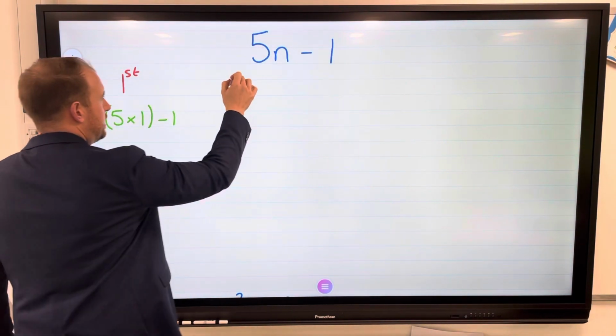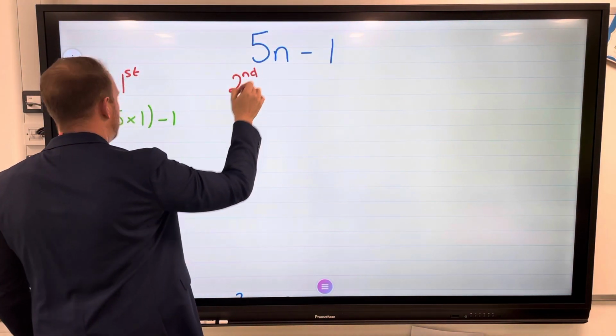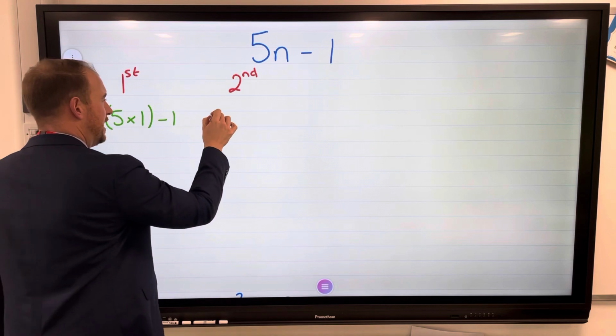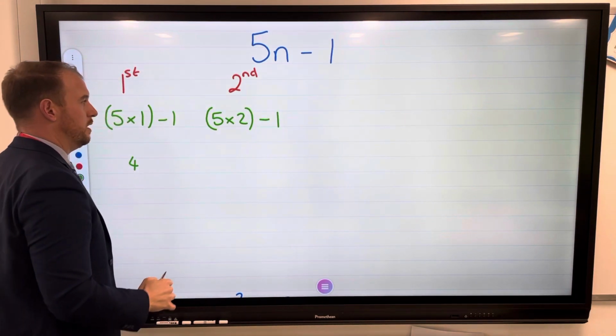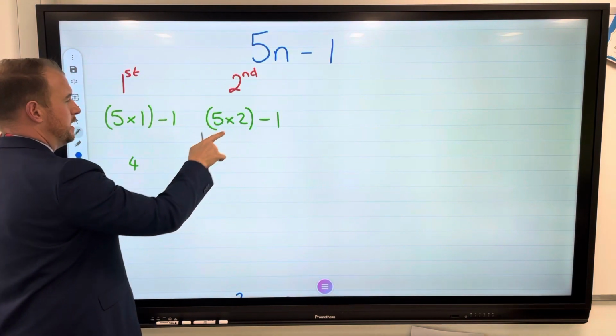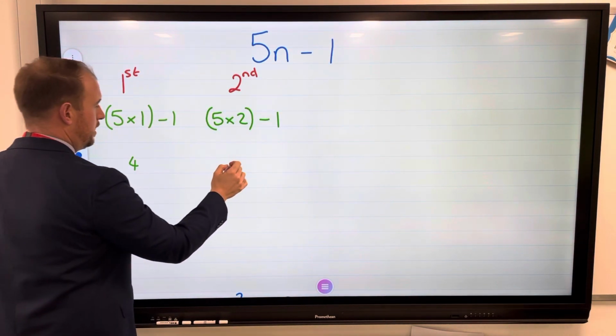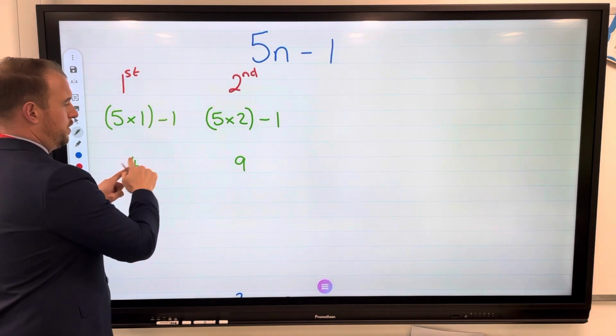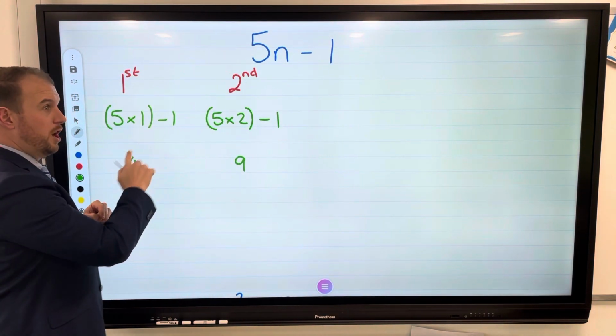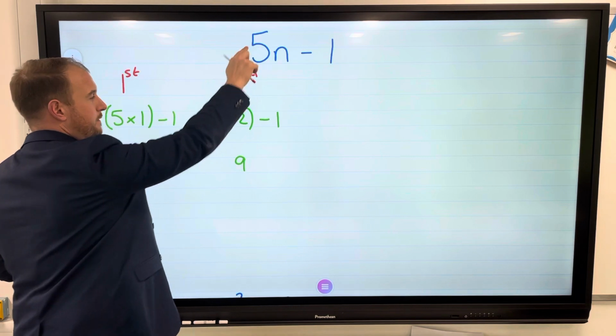Now the second term will be 5 times 2, and then take away 1. Well, 5 times 2 is 10, take away 1 is 9. You will see here, we've got a difference of 5. It's gone up by 5.